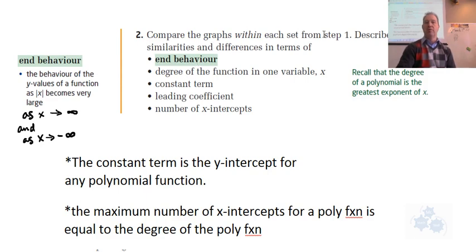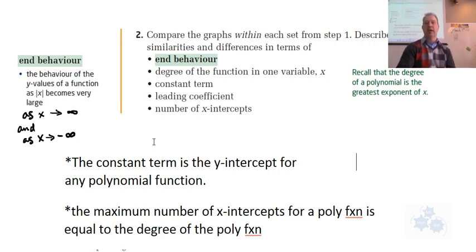Compare the graphs within each from step 1. Okay, so we kind of did that, right? x to the power of 1, x to the power of 2, x to the power of 3, right? And so the end behavior depends upon the degree, and so on. We're going to also take a look at these other parts as well. So the degree, we talked about that.